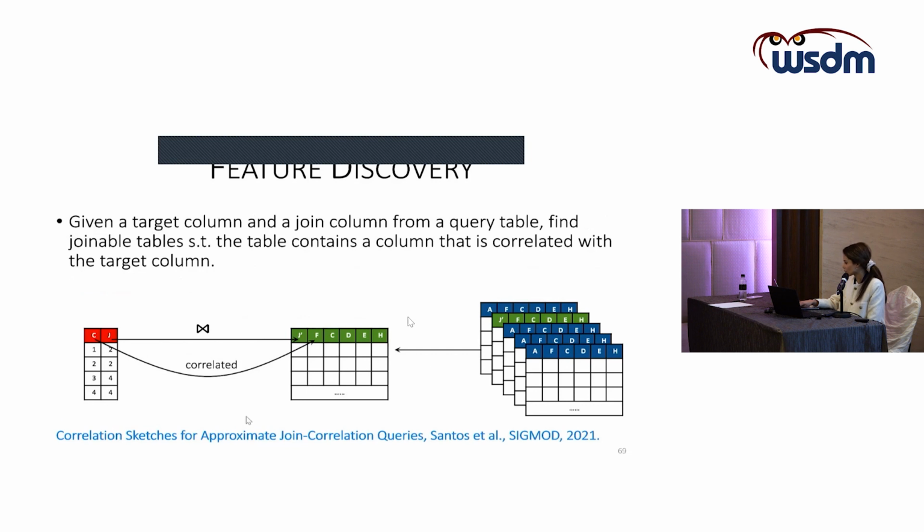So that was an overview of dataset discovery when the query is a dataset or a column by itself. In a different trend of dataset discovery work, or the new generation of discovery techniques, the focus is on feature discovery, and the goal is to find features that can improve the accuracy and performance of machine learning models. In this specific task, we are given a target column and a join column from a query table, and the goal is to find tables that can be joined with the query table on the join column, and that contain some attribute or column that is correlated with the target column.